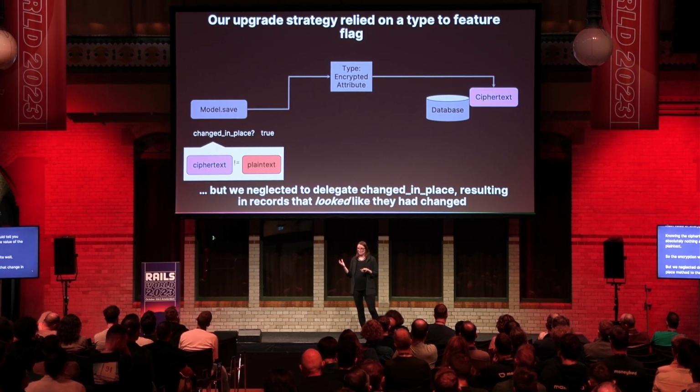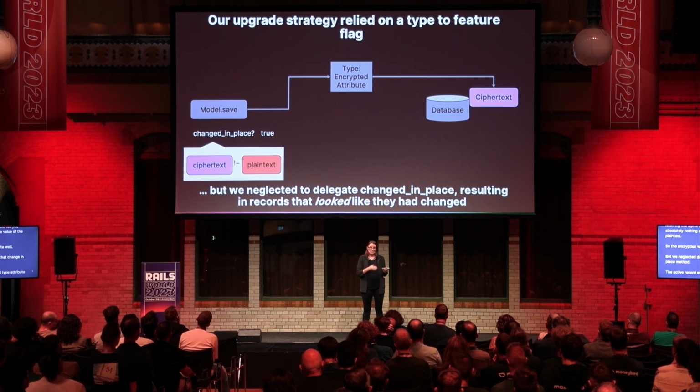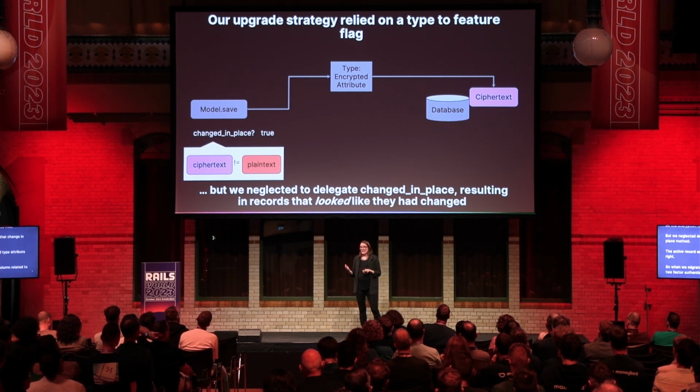This is the virtue of encryption. This is the main value of encryption. Knowing the cipher text should tell you absolutely nothing about the value of the plain text. So the encryption works quite well. But we neglected to delegate that changed_in_place method to the ActiveRecord encrypted type attribute, right? So when we migrated this column related to two-factor authentication, this had the unexpected side effect of causing all of these records to appear to have been changed when they were in fact not. And this generated audit logs for our customers.